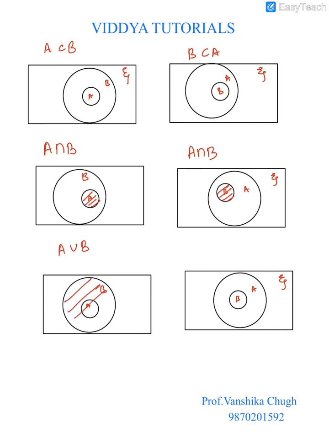So I will shade this entire region. This represents my A union B. It covers all the elements of set A as well as set B. And similarly in the last image also, A union B will be this entire circle A because it covers all the elements of A as well as B. So we have learned how to represent intersection and union in case of subsets.